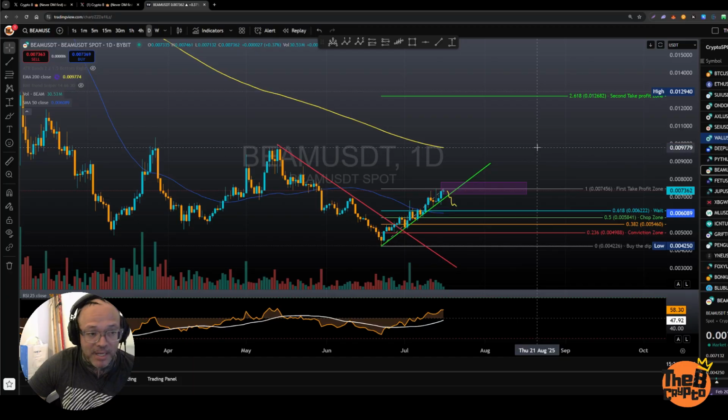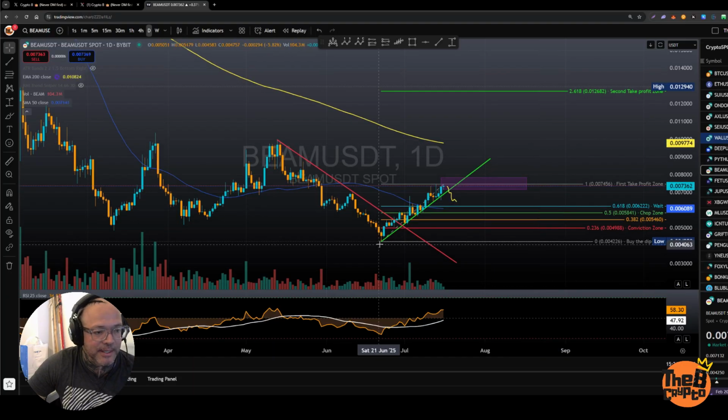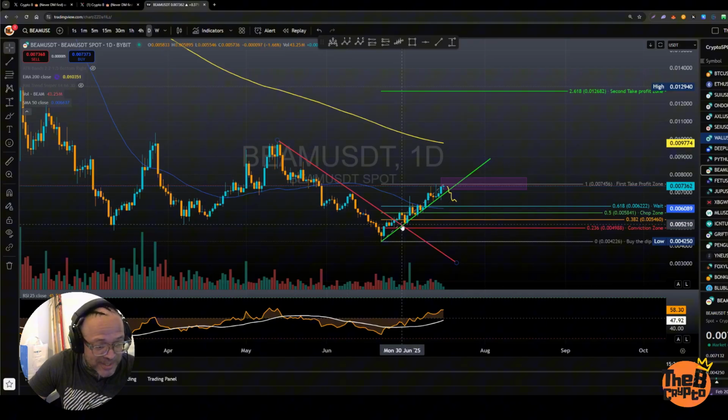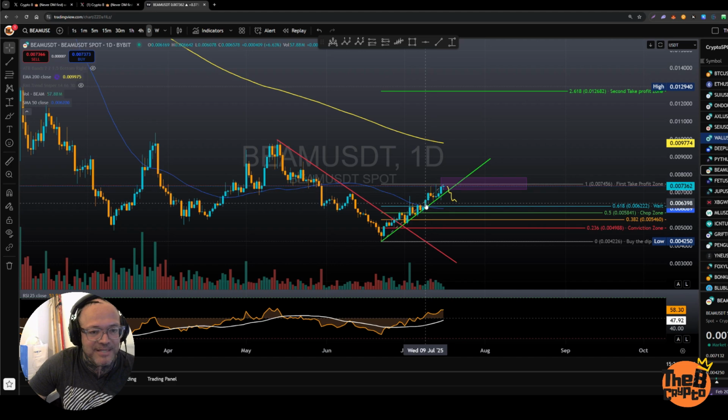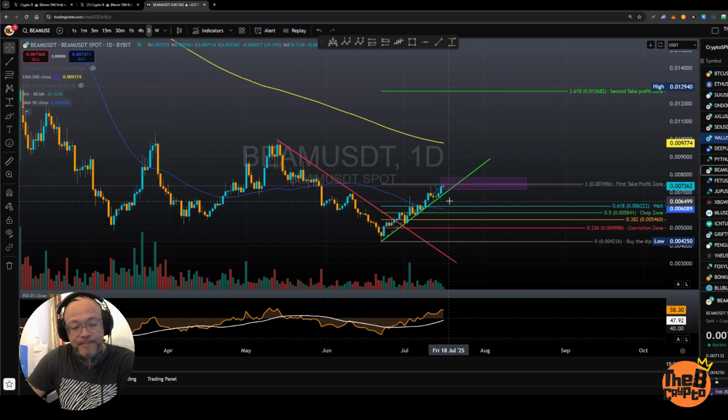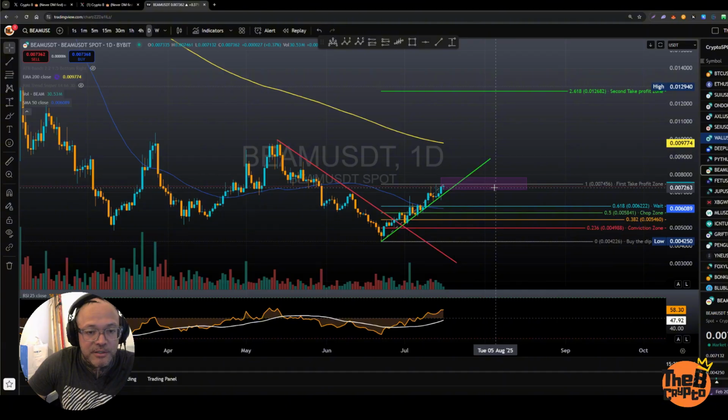We have BIM on the 1 day. As you can see, BIM has broken the downtrend line here, on the 28th of June if I'm not wrong. And we start to go up ever since. And then I did a Fibonacci retracement here. I used this tool, which now we are in a first take profit zone, which is this one here.